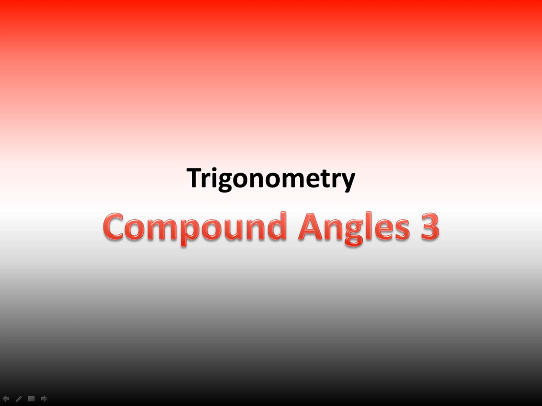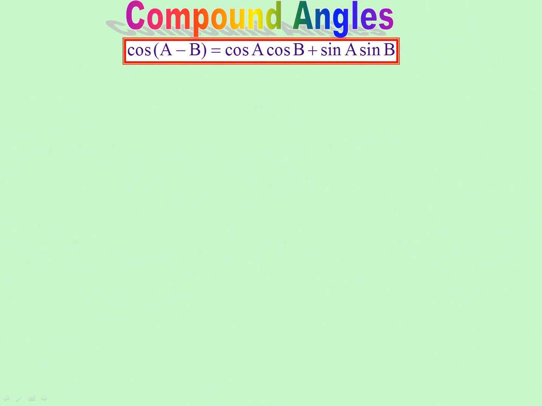Trigonometric compound angles, part 3. But there's the formula we've already learned in the previous one. Now we're going to use that to find cos of A plus B, sine of A plus B, sine of A minus B. Let's look at cos of A plus B.